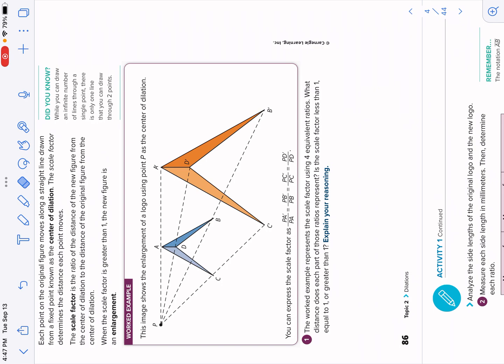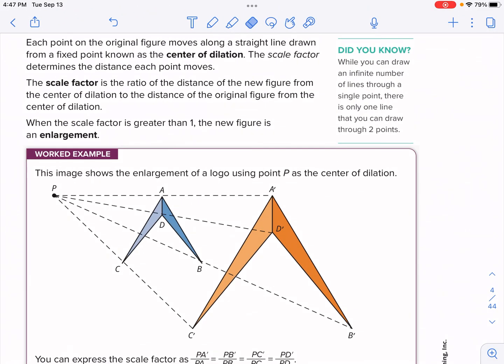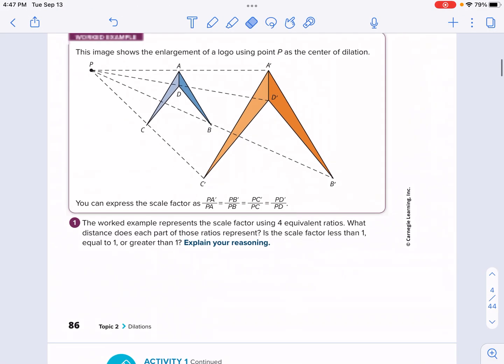The worked example represents a scale factor using 4 equivalent ratios. What distance does each part of those ratios represent? And then is the scale factor less than 1, equal to 1, or greater than 1? If you look right here, our center of dilation is P. Our pre-image point is A, and notice how our image point is further away. Since it's further away, and we can see that our primes here are bigger, we can tell that the scale factor, we'll put SF, is greater than 1.